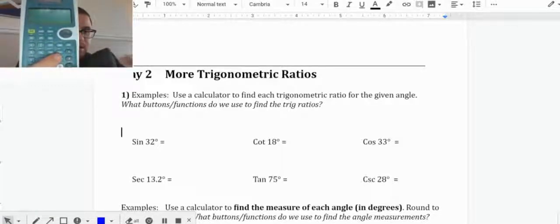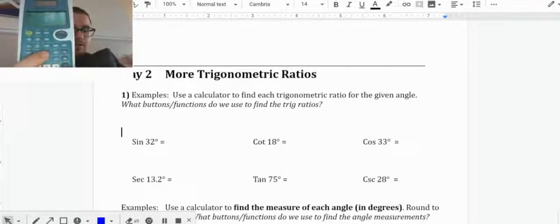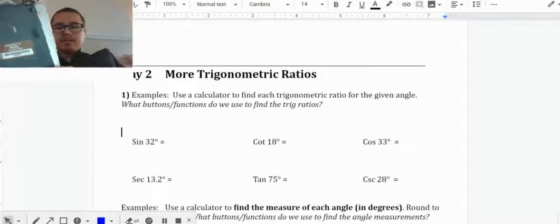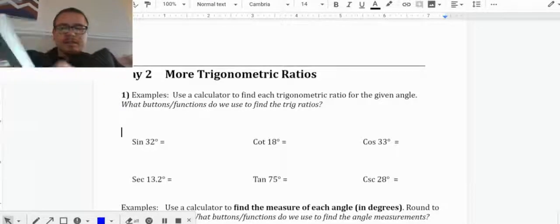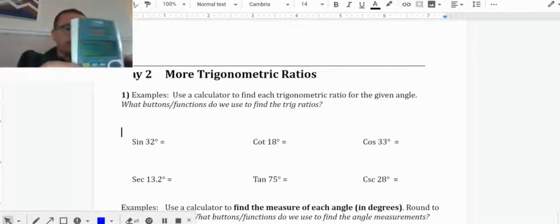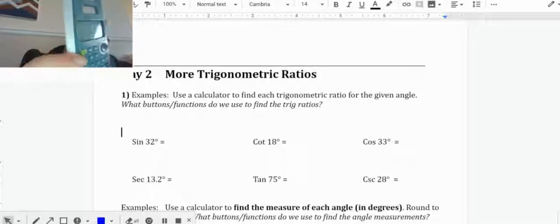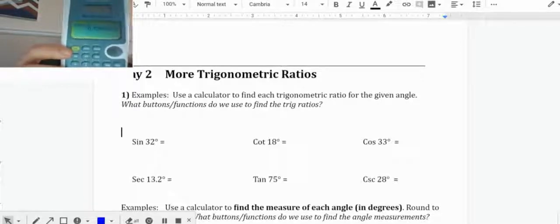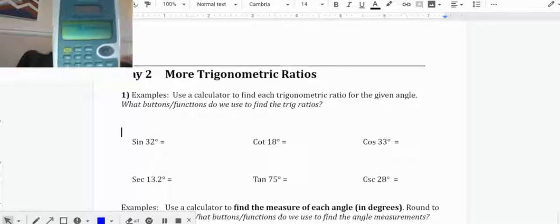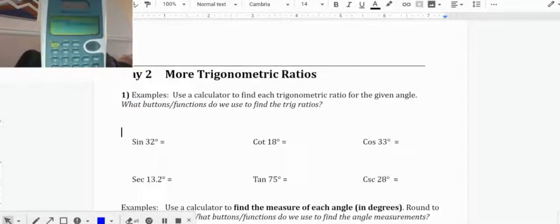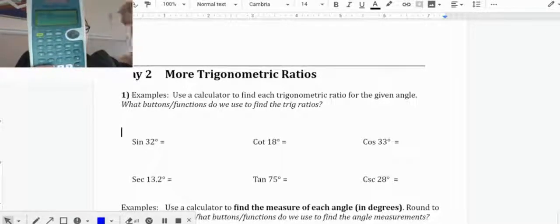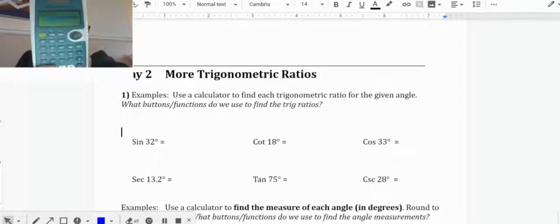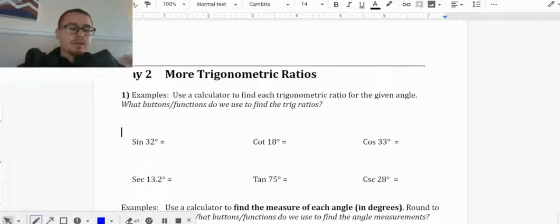So for the first one, let me do this again. Sine of 32 degrees, and then you hit enter. You get 0.5299. That means if you took the ratio, that would be what you would get from dividing it out. I like to go to 3 decimal places, but here we would have to round this to 0.53.